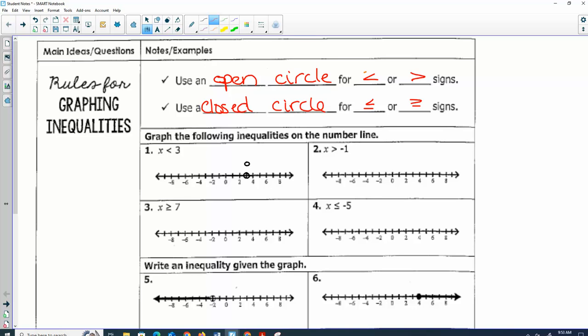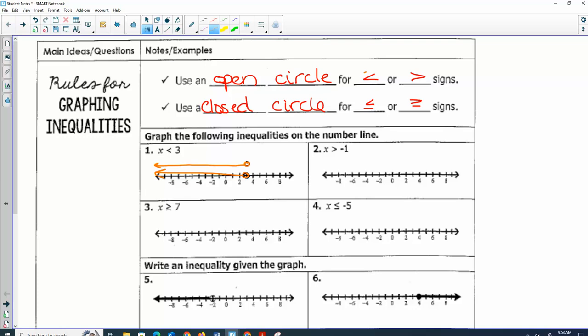And then we look, x is less than. So that means smaller. So which way would I keep going? To the left. So we have an open circle here. We want everything to the left. Again, if you can't see it on your number line, you can draw it above. That's also okay. You don't need both of those, one or the other.